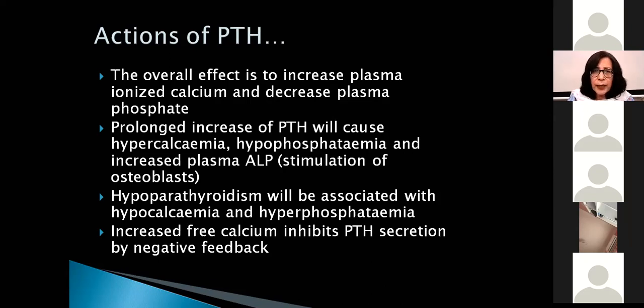with hypoparathyroidism, there will be the opposite of that: there will be hypocalcemia and hyperphosphatemia. When calcium is going up and phosphorus is going down, think of increased PTH. When calcium is going down and phosphorus is going up, think of decreased PTH.